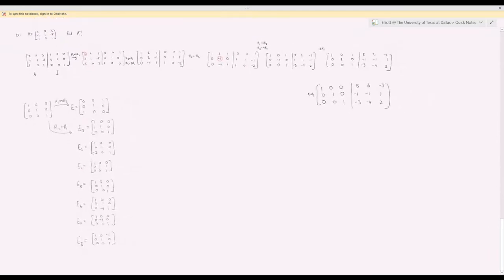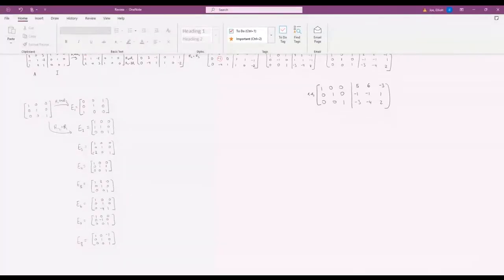And so last time we talked about one of the important characteristics of elementary matrices: when you multiply a matrix on the left by an elementary matrix, that has the effect of performing the corresponding row operation. Okay, so coming back up to here.